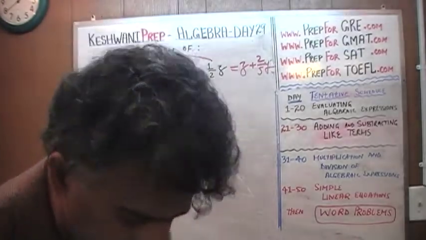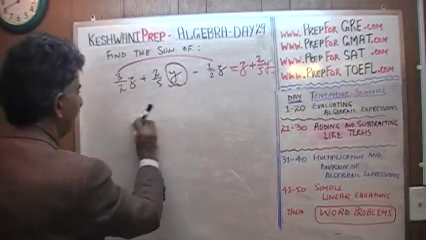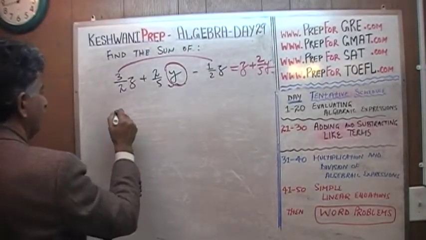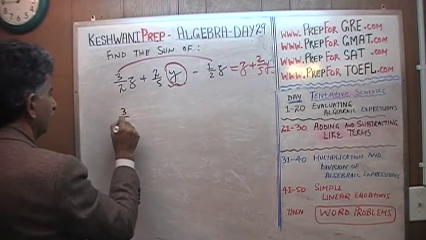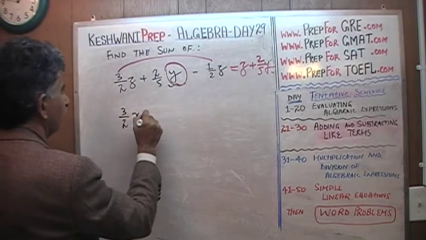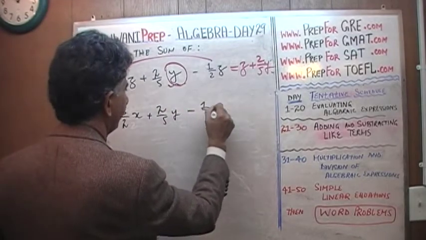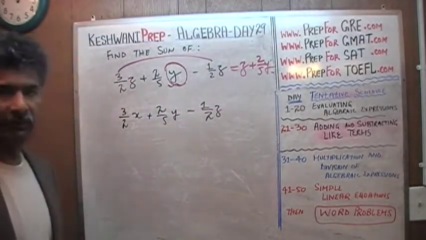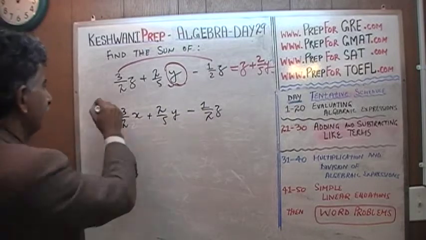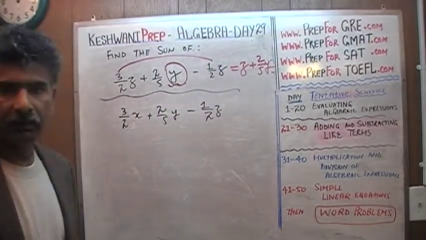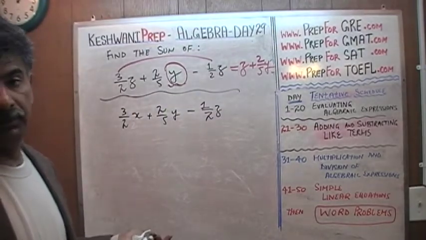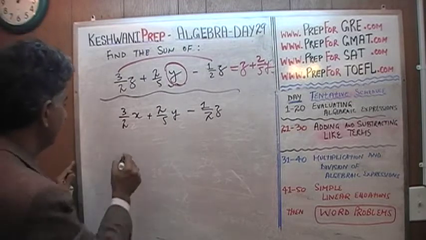Let's do one more problem. What if we have something like this? 3/2 x plus 2/5 y minus 1/2 z. How do we combine the like terms here? The answer is we cannot. They are all unlike terms. It's like asking how much is.